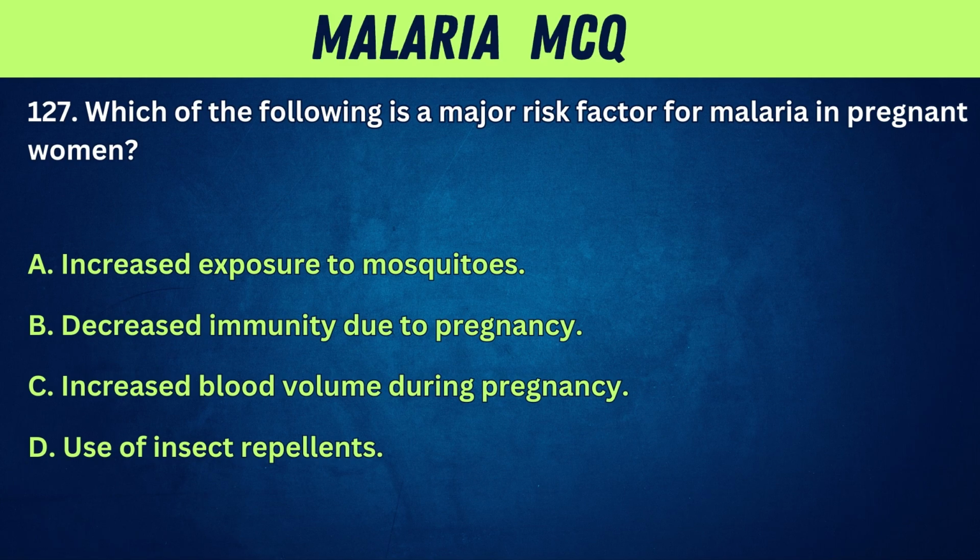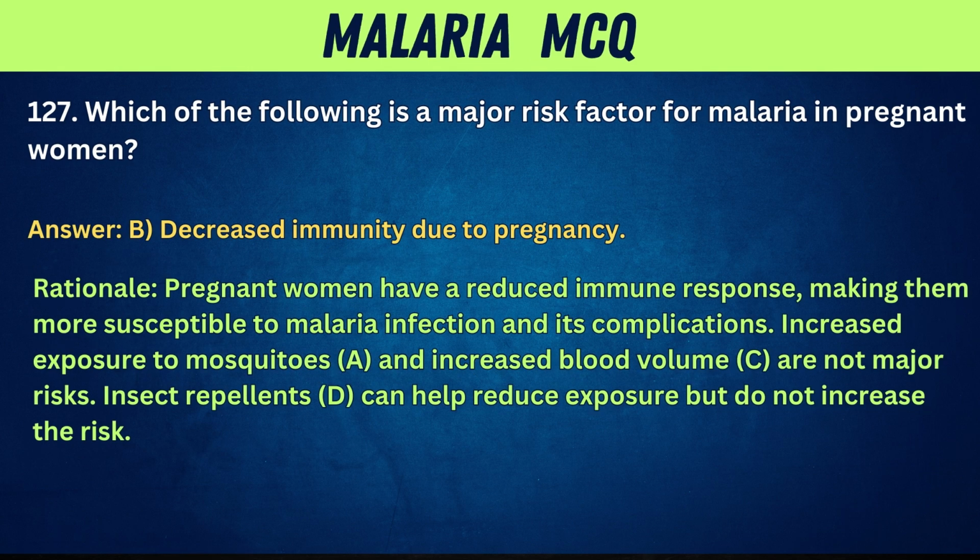127. Which of the following is a major risk factor for malaria in pregnant women? A. Increased exposure to mosquitoes. B. Decreased immunity due to pregnancy. C. Increased blood volume during pregnancy. D. Use of insect repellents. Answer: B. Decreased immunity due to pregnancy.